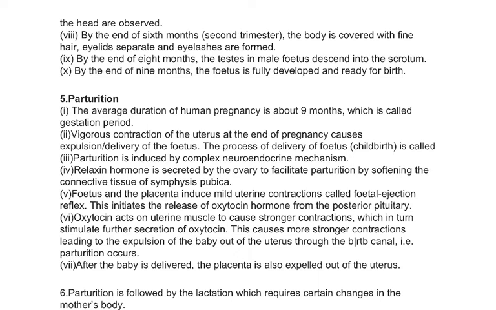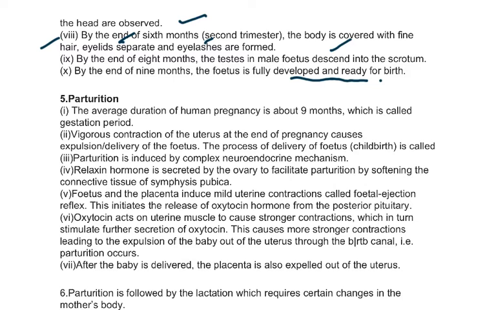Now, after the 5th month, in the 6th month, which completes the 2nd trimester, the body is covered with hair, and eyelids and eyelashes are formed. By the end of the 8th month, the testes in males descend into the scrotum. By the 9th month, around 270 days, the time period is completed, and the fetus is fully developed and ready for birth. So these are the major changes taking place in the 3 trimesters during pregnancy.